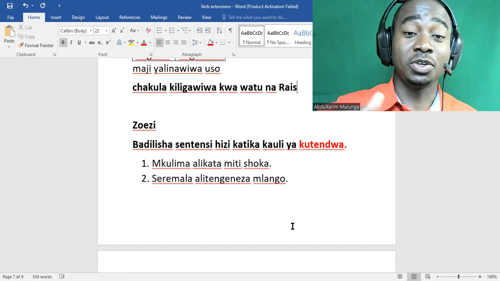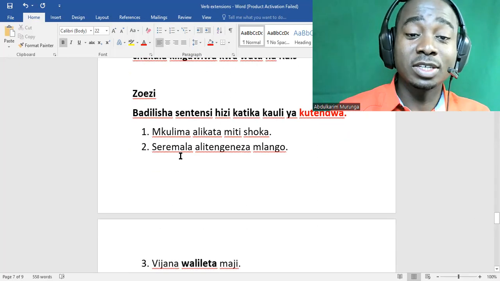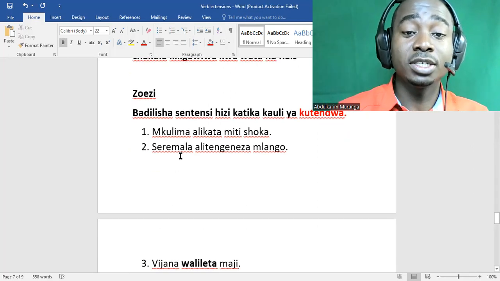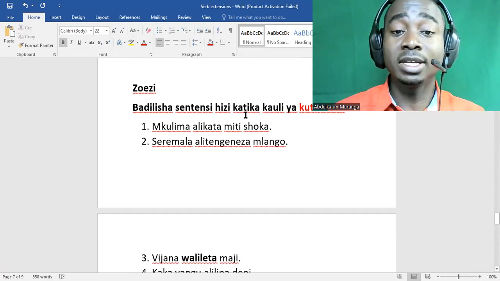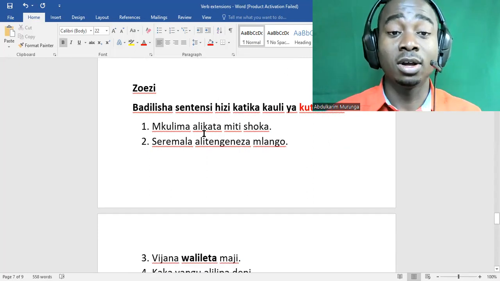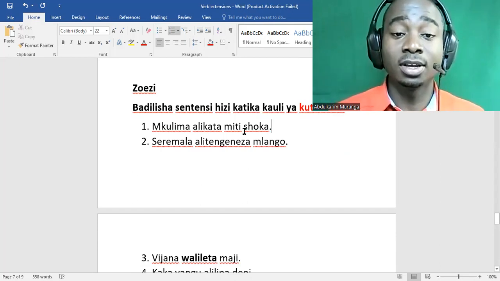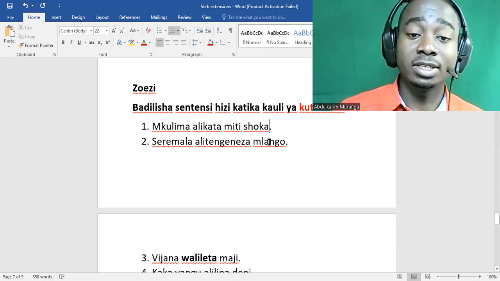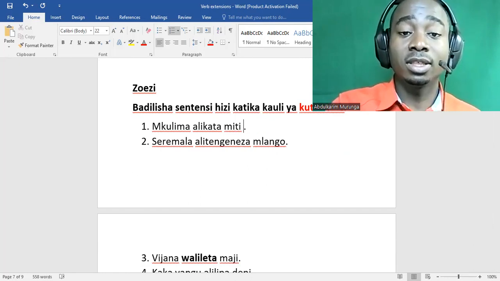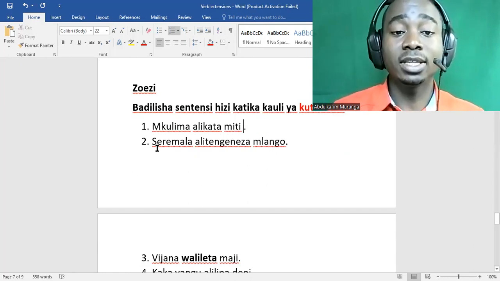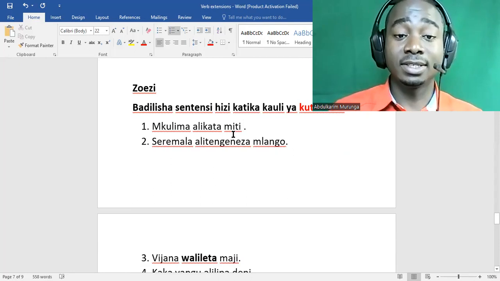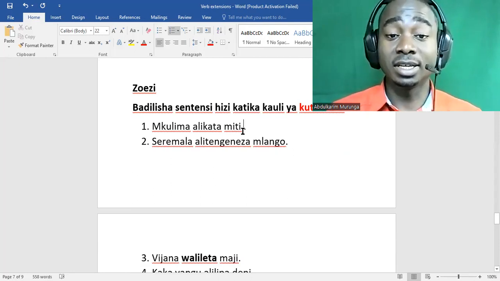We have the first question here. You need to change this into passive form. Badilisha katika kauli ya kutendwa. Mkulima alikata miti. Mkulima alikata miti. This is just miti only. The farmer cut the trees. Mkulima alikata miti.